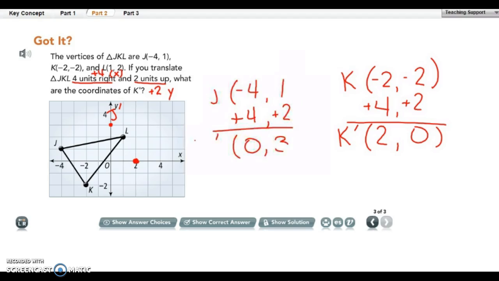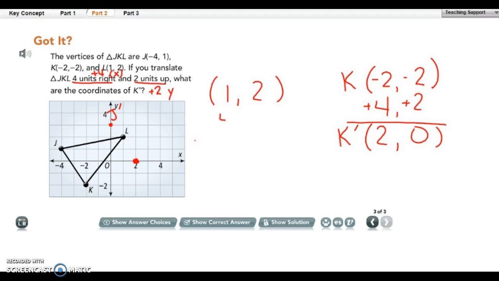And then for L, we are going to start at 1, 2. And we're going to move 4 units to the right and 2 units up. So this is going to land us at 5, 4 for L. If I were just to count L, I would go 4 units to the right, 1, 2, 3, 4, and 2 units up. So I am saying that L should be there, which is in fact moving over 5 on the x-axis and up 4 on the y-axis. So that is our new plot points for JKL prime.